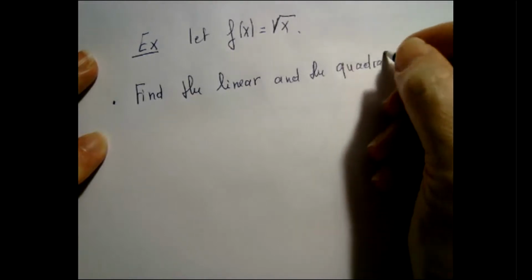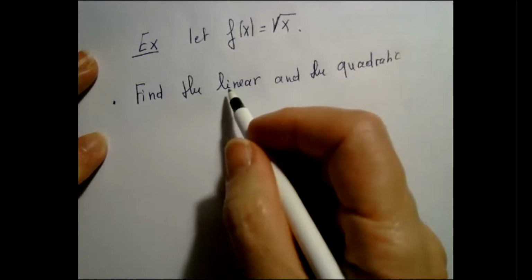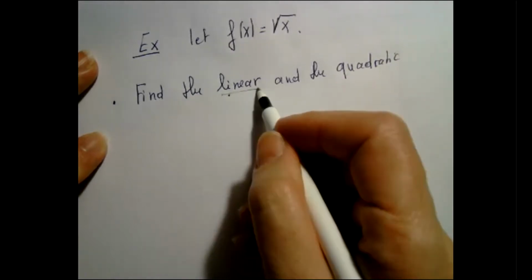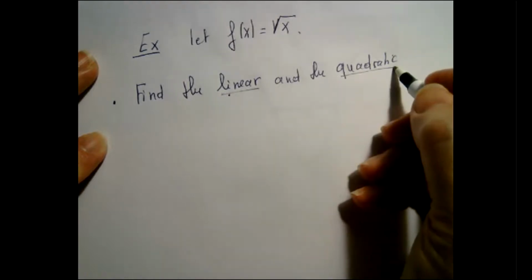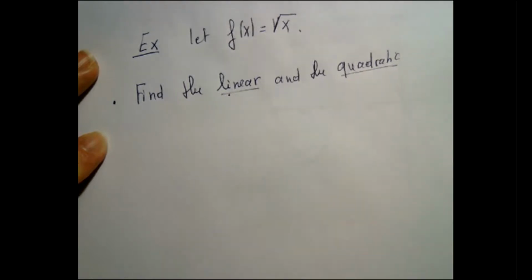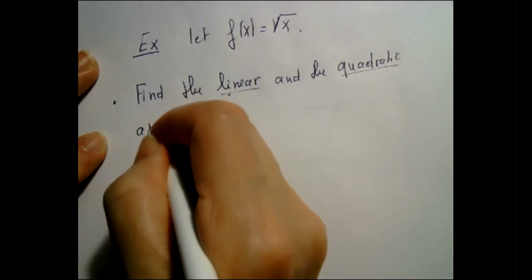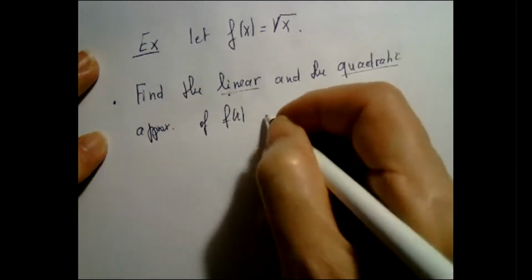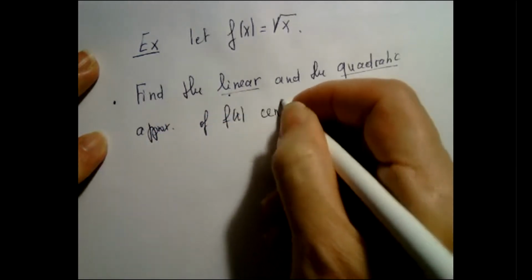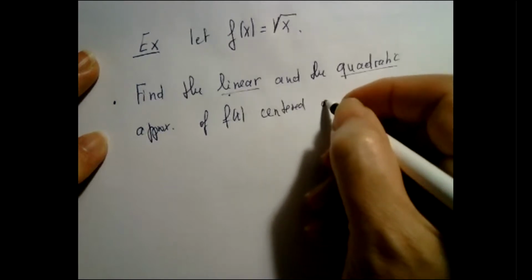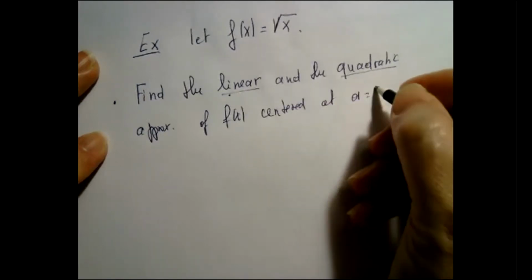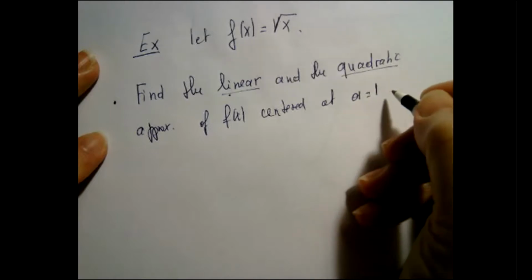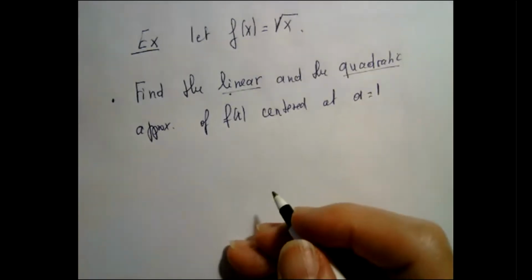Quadratic approximation, which in other words, find the Taylor polynomial of degree 1, that's the linear, and the Taylor polynomial of degree 2, that's the quadratic approximation of f, centered at a equal to 1. I think that's what I gave you last time.